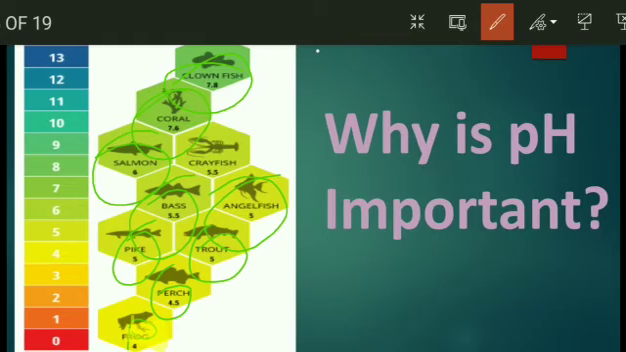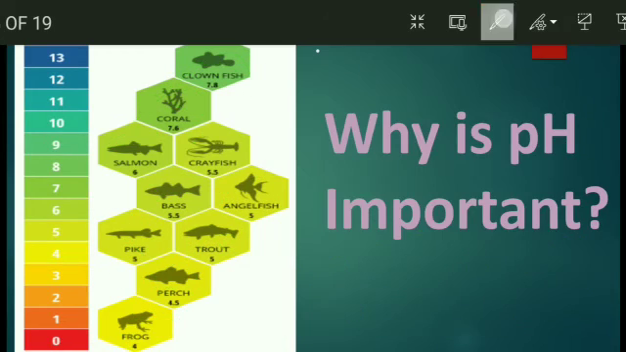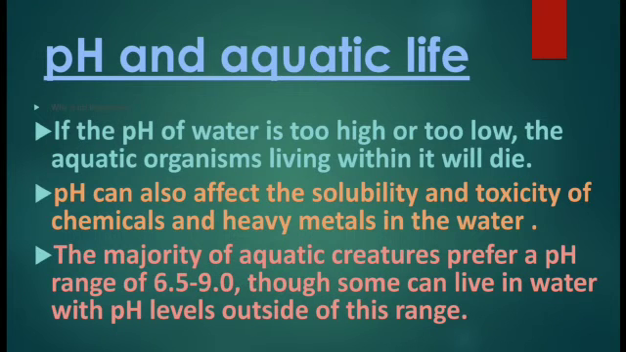So if you observe, the aquatic life is living from 4 to 7.8. They are living in between this scale, so they can't live less than 4, and they can't live more than 7.8. Between this scale only the aquatic life is existing. If the pH of water is too high or too low, the aquatic organisms living within the water will die. Definitely they will die. pH can also affect the solubility and toxicity of chemicals and heavy metals in the water.